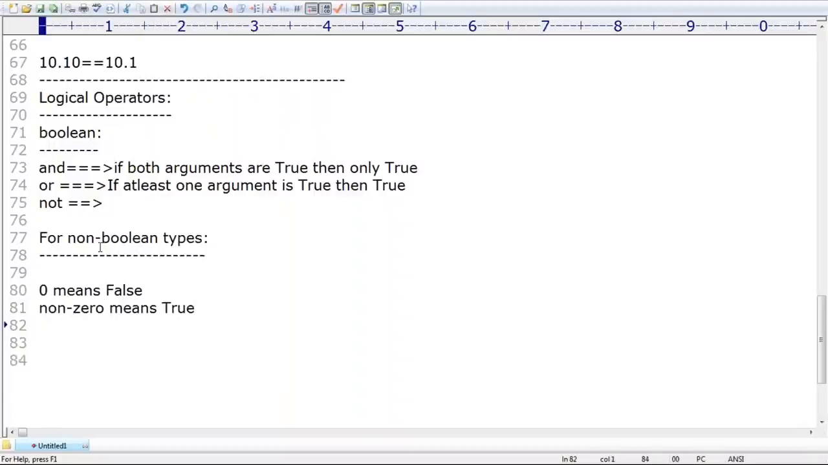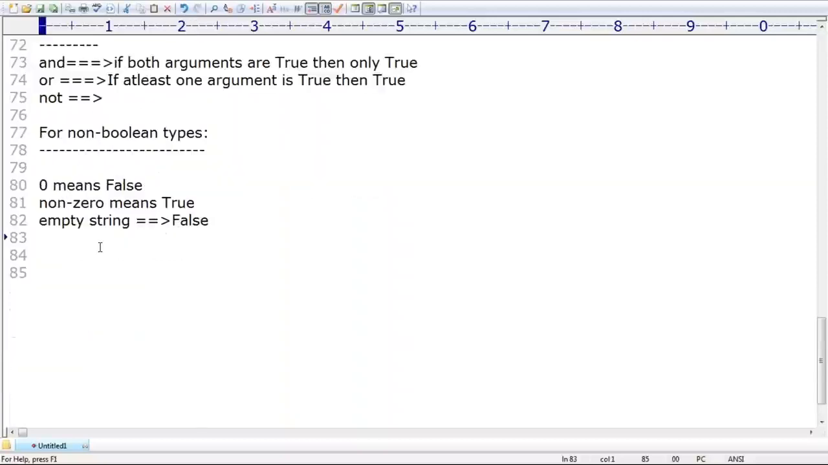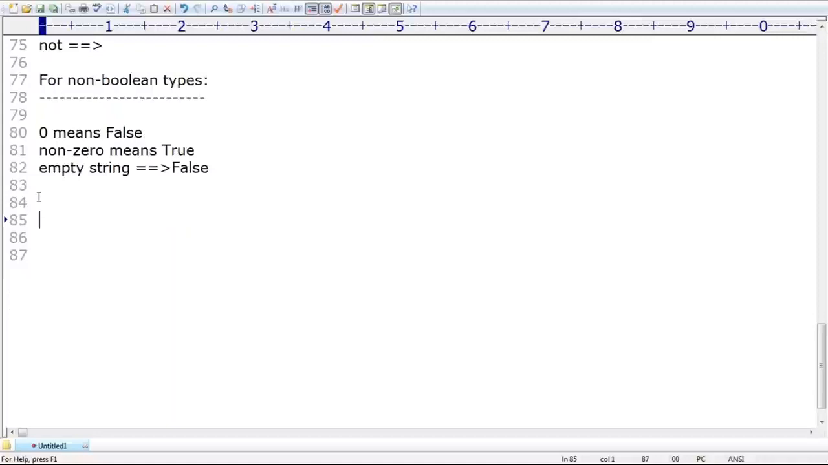Next, an empty string is always treated as false. Just keep these points in your mind. 0 means what? False. Non-zero means true. An empty string is always what? False. Keep these points in mind, and don't get confused, because I am going to talk about more important loopholes.